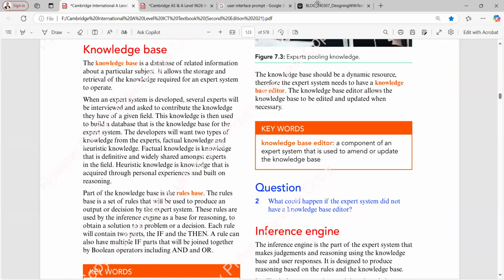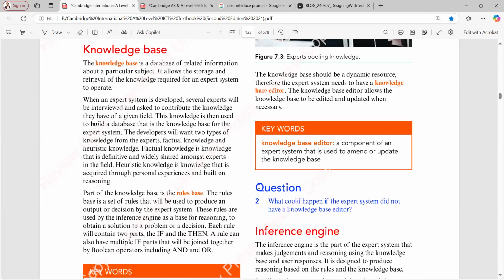After that, the next part is the knowledge base. Knowledge base is basically a database of related information about a particular subject. It's the place where you contain all of your data in one place. It allows the storage and the retrieval of information from that place.